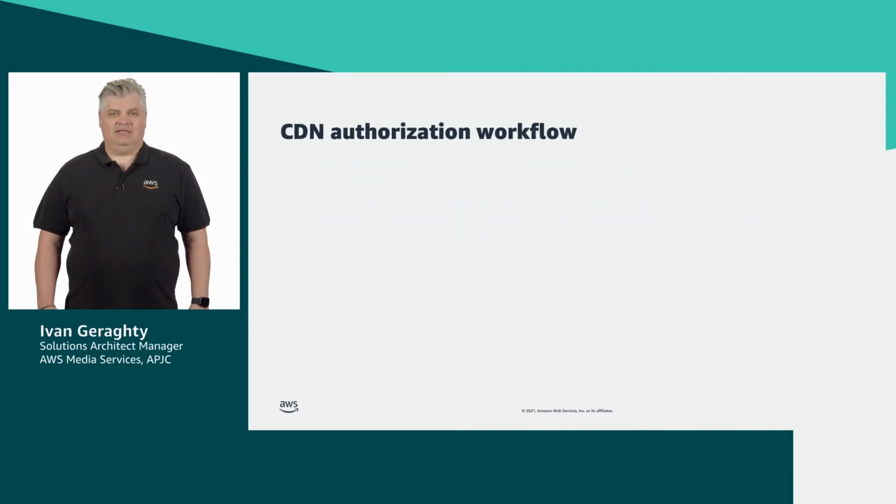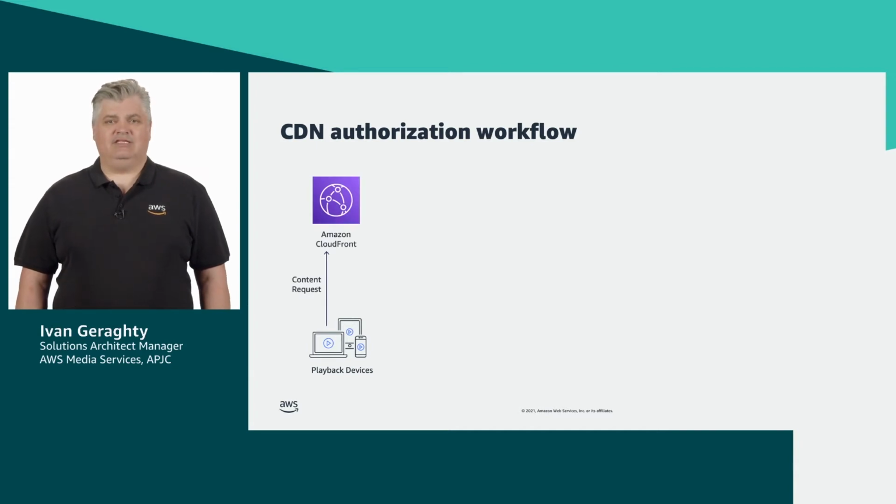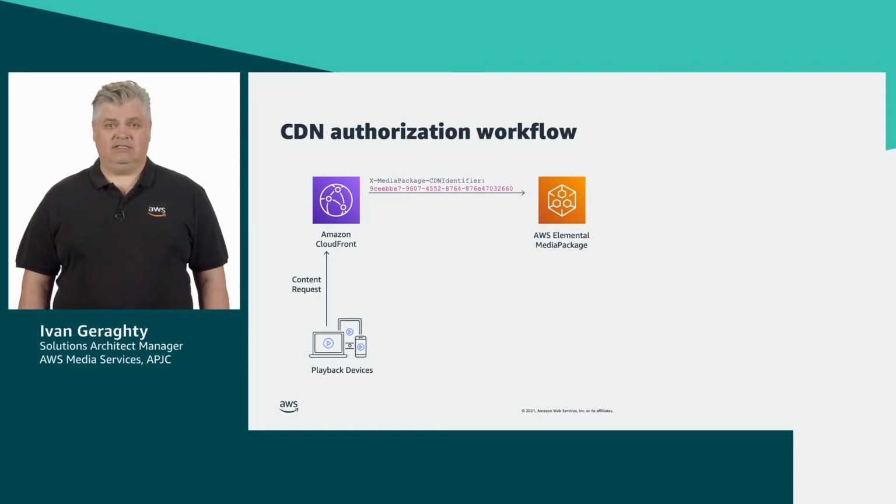Let's talk about CDN authorization workflow and each of the steps that are needed to successfully deliver video to the end viewer. The process starts with a viewer requesting video content from their playback device. That could be a smartphone, a tablet, web browser, or a smart TV. The connected device sends a request for content to the CDN. In this example, we are using Amazon CloudFront. CloudFront is configured to include a custom HTTP header for all content requests to MediaPackage.